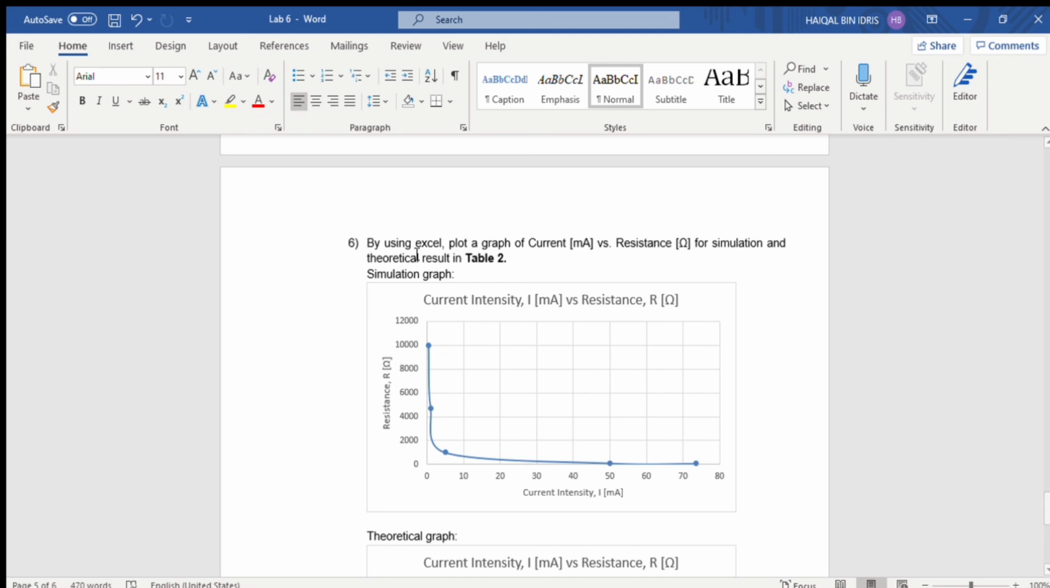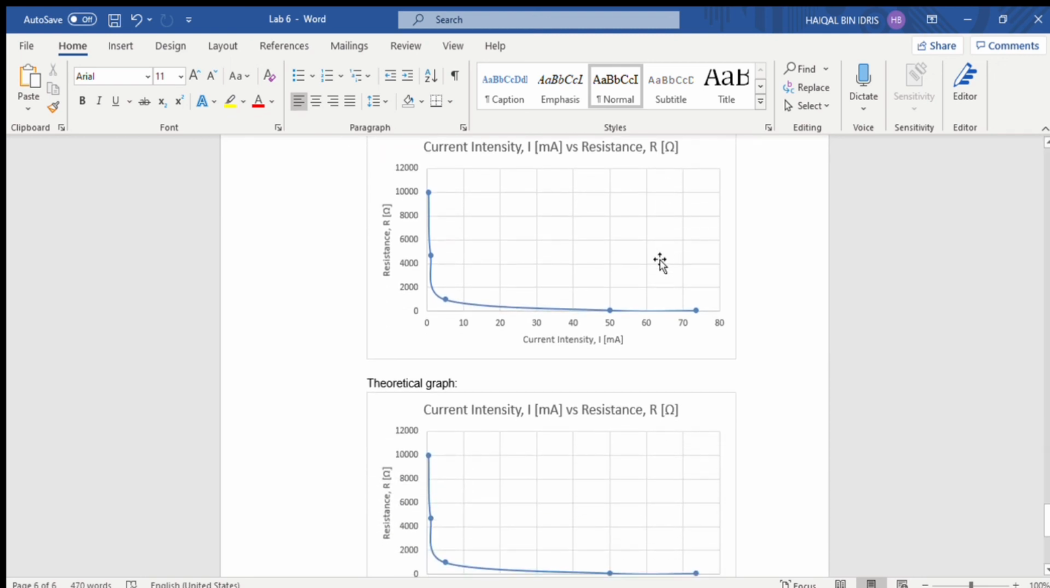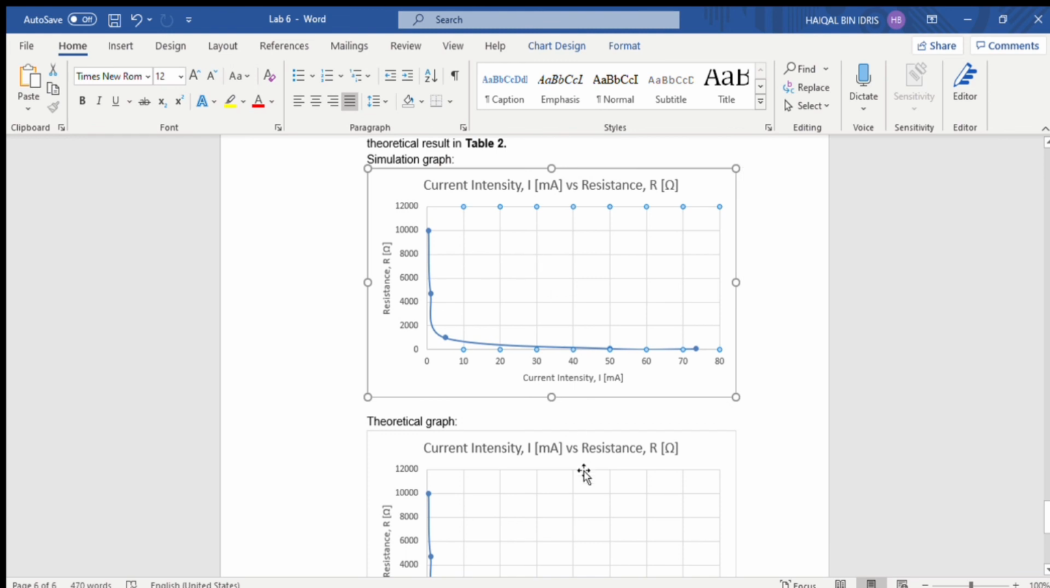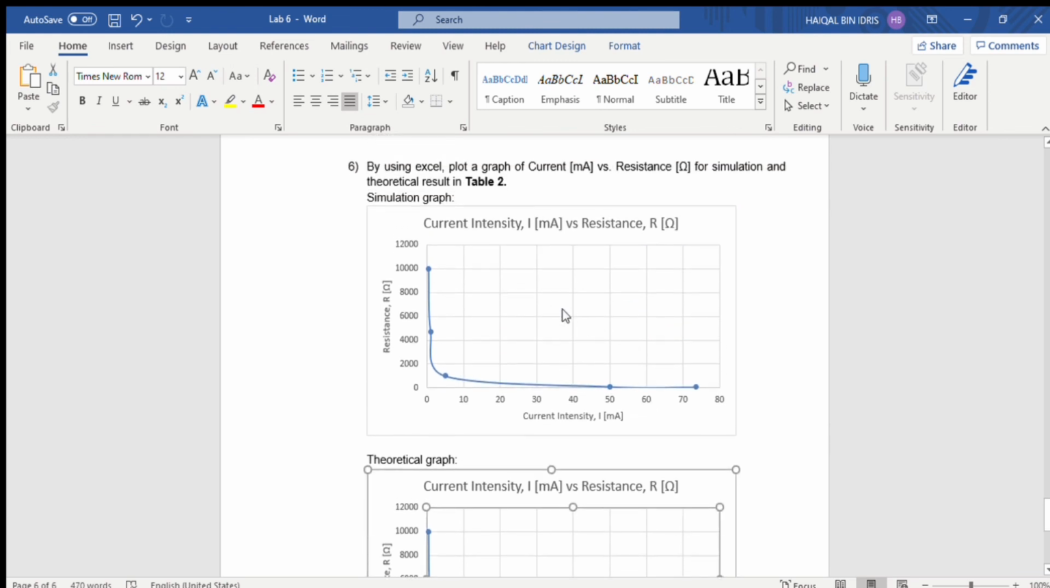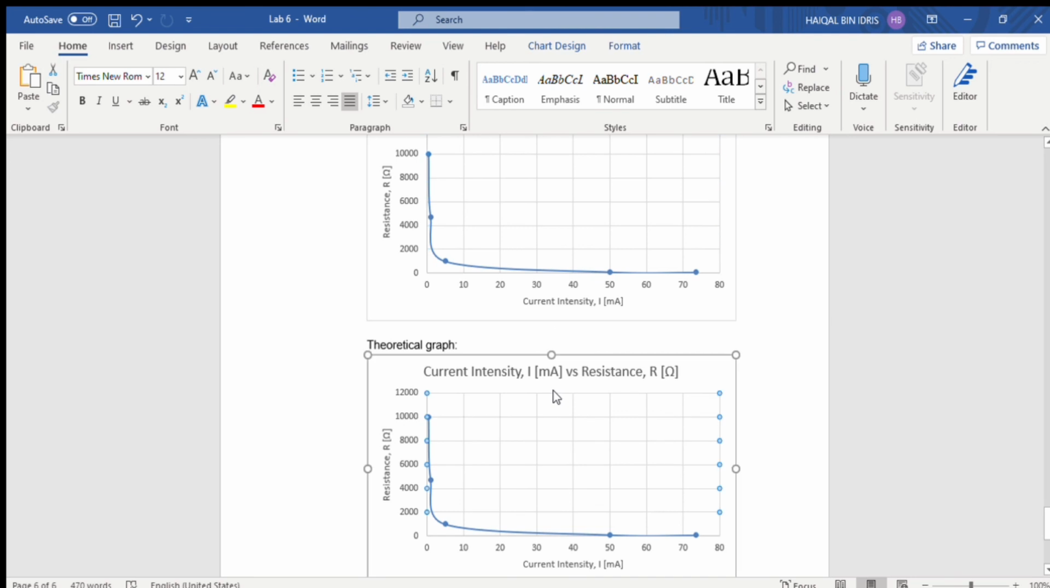So we move to number 6. By using Excel, plot a graph of current versus resistance for the simulation and theoretical result in table 2. So this is for table 1 and this is for table 2. This is the simulation graph, this is the theoretical graph.